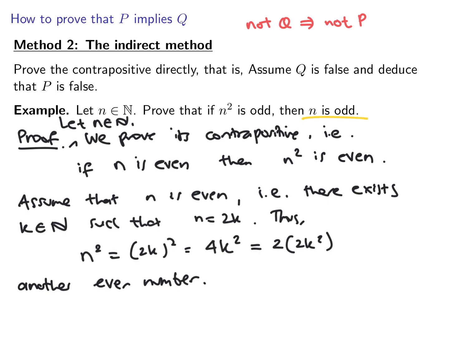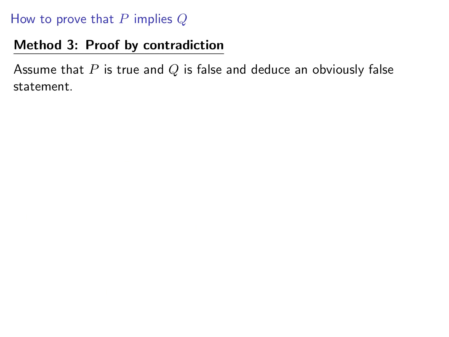If you want, you can also, like in the previous proof, set this to be a natural number and so on and so forth, but let's skip that one for now. I think we all got the point. Okay, the third method of proving P implies Q, the first one being direct proof, the indirect proof is to prove its contrapositive. The third one is proof by contradiction.